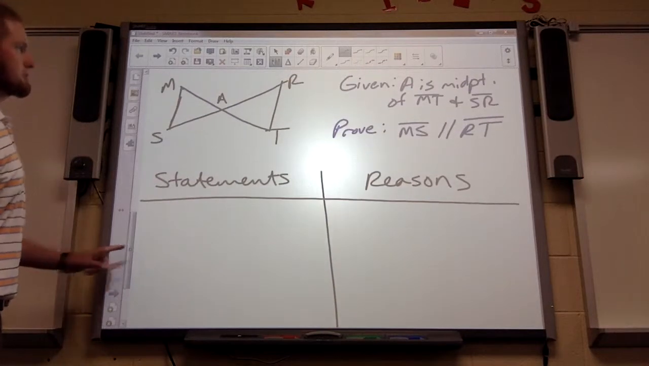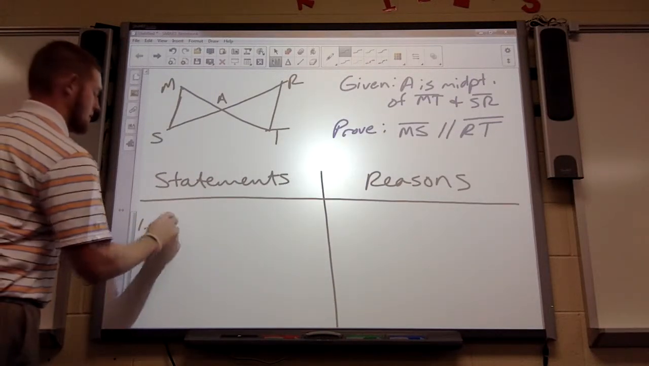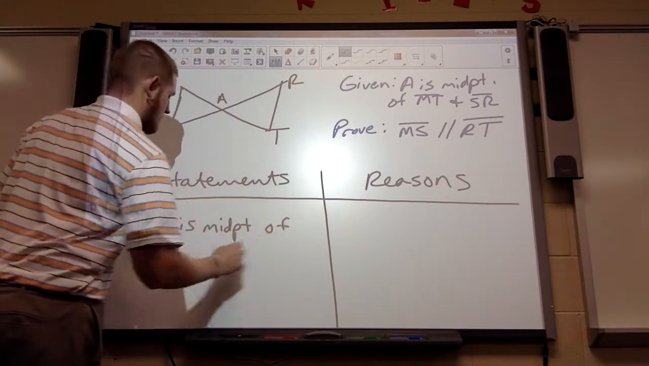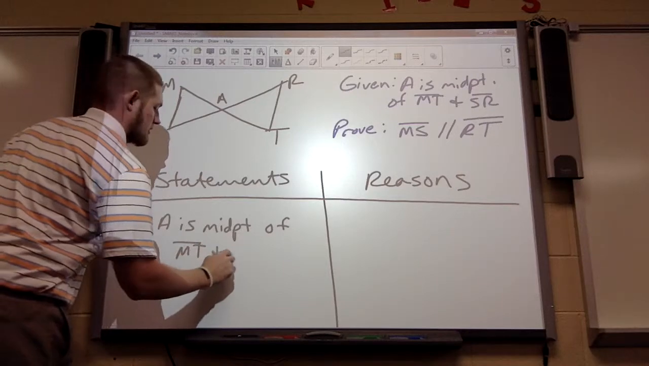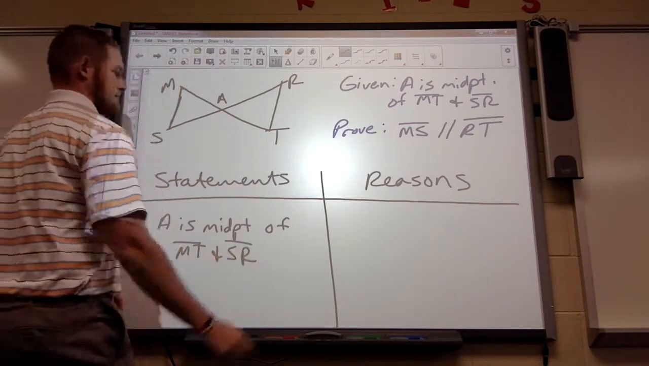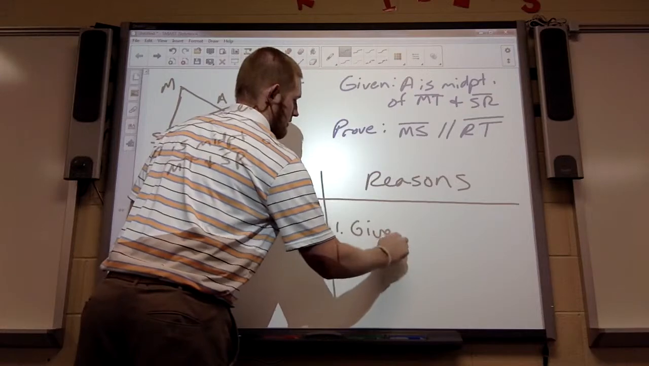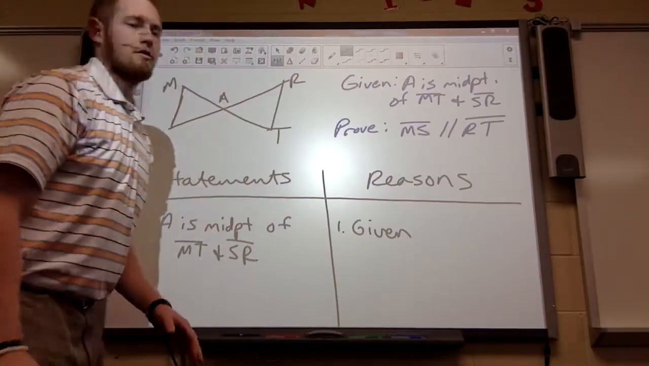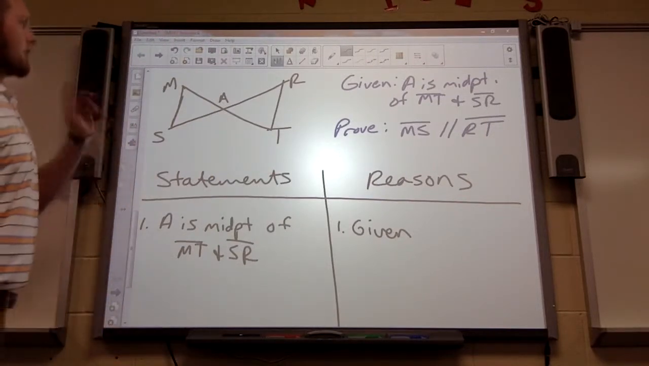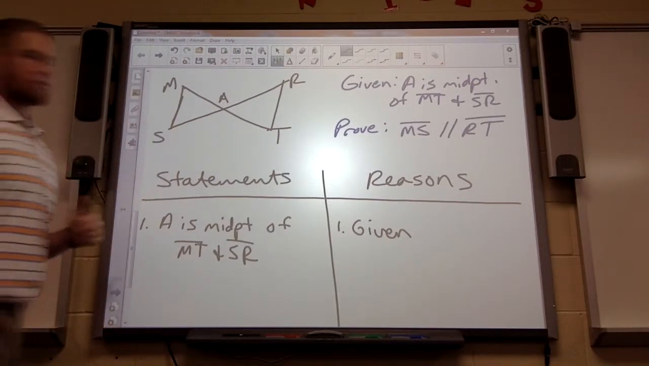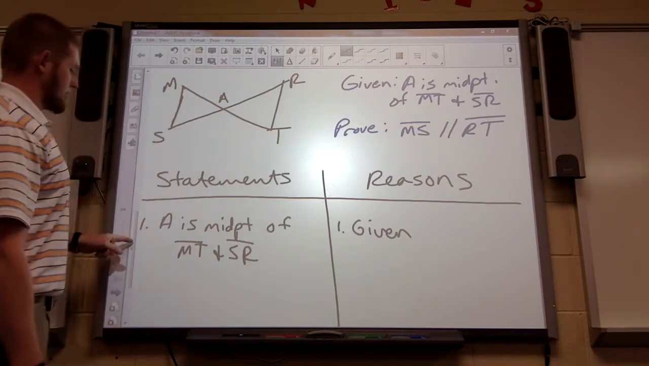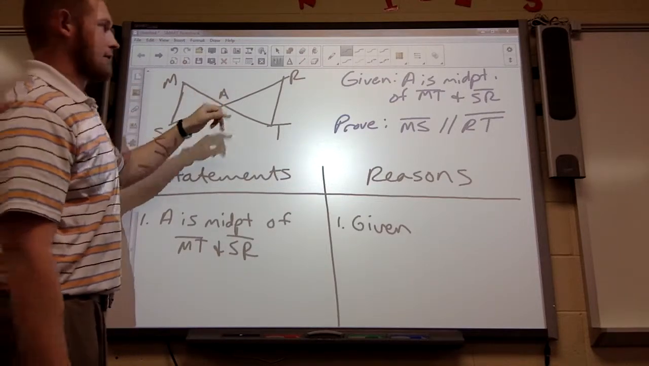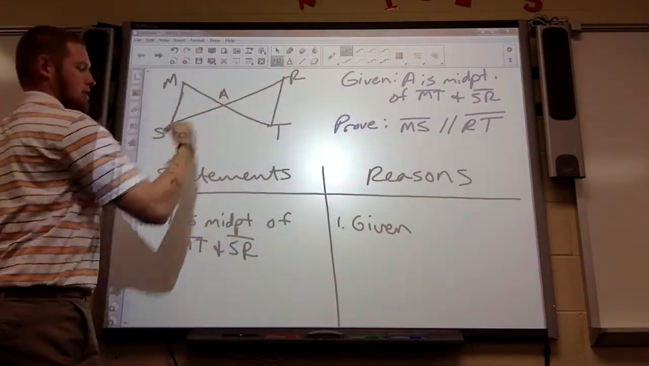I'll scroll back up here so you can see that still. A is the midpoint of MT and SR. Those are our givens. Give me 1 second here. Okay, sorry about that. Now, we know that they're the midpoints. So once we have all this drawn, we want to make sure we get all of our information, again, from our givens, marked on our diagram.